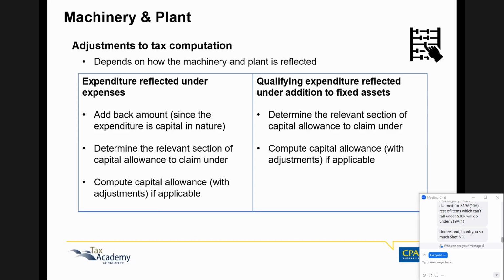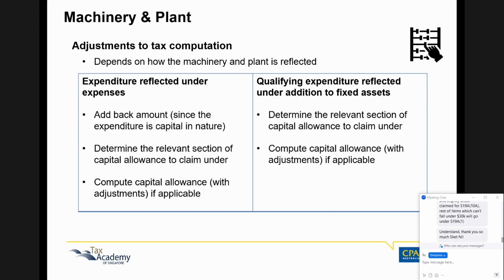Okay, I add back under the expenses part. Then I look at this item. Can it qualify for claim as capital allowance? If can, then we compute what is the capital allowance. Again, you have your what? Small value machinery, computers 3 years write-off, 2 years write-off, and stuff like that.